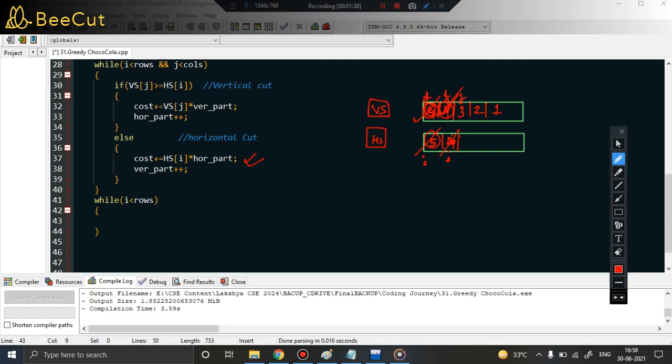Now you see this array has been exhausted, because i has traversed all the elements, and your j pointer is still in this part. So what do you think? Don't you think we have to complete these operations? And these operations are nothing but the cuts corresponding to these remaining elements, isn't it?